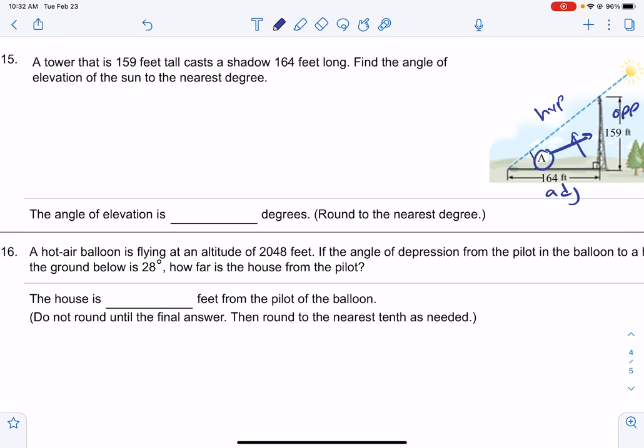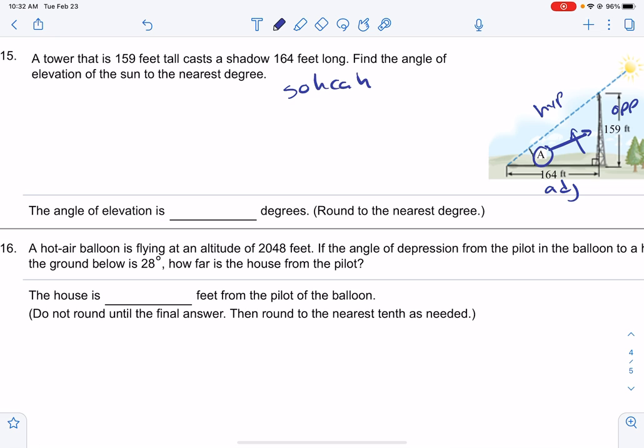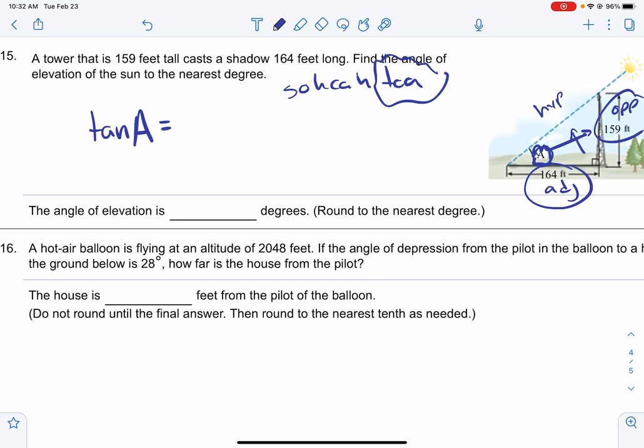So I'm looking for A, and when I think about SOH CAH TOA, I have the opposite, I have the adjacent. They're going to help me find angle A. So what uses O and A? Tangent, the TOA. So tangent of an angle, I don't know the angle, that's right here, that's A, is equal to the opposite side, 159, divided by the adjacent side, 164. Now, if you remember the other problems, to get A by itself, to get rid of tangent, I have to do tangent inverse to both sides.